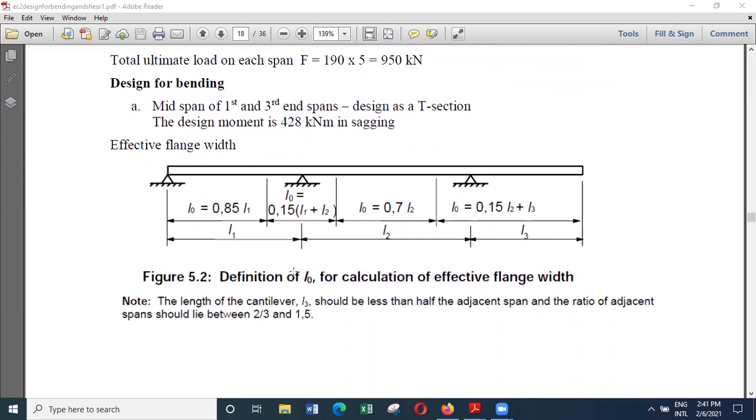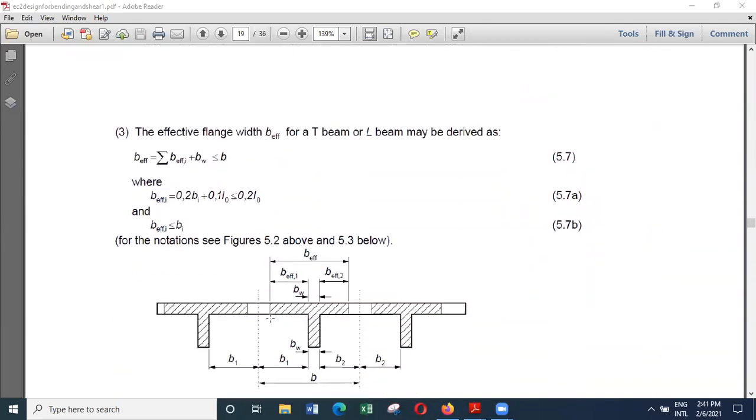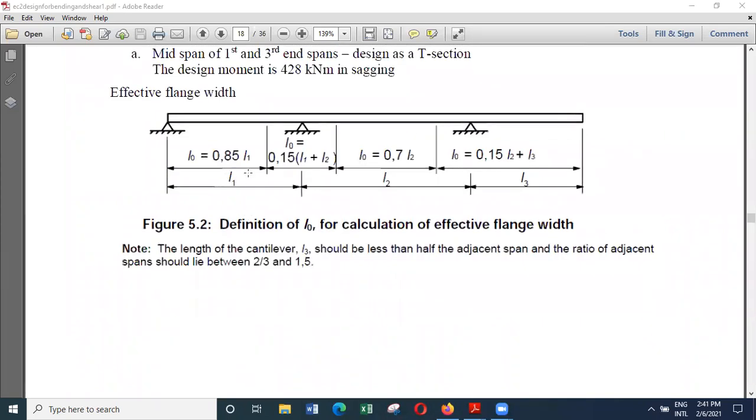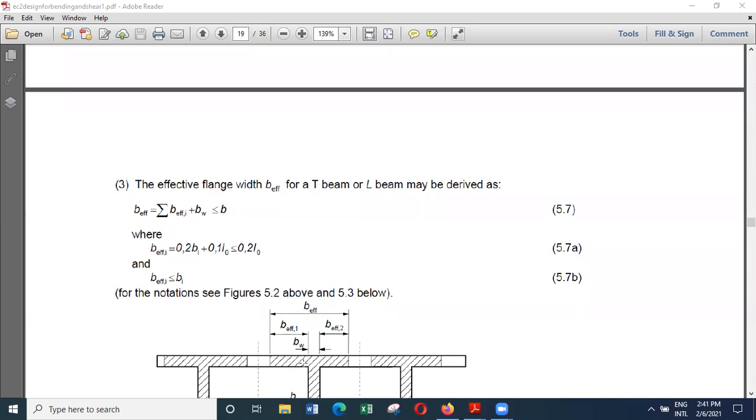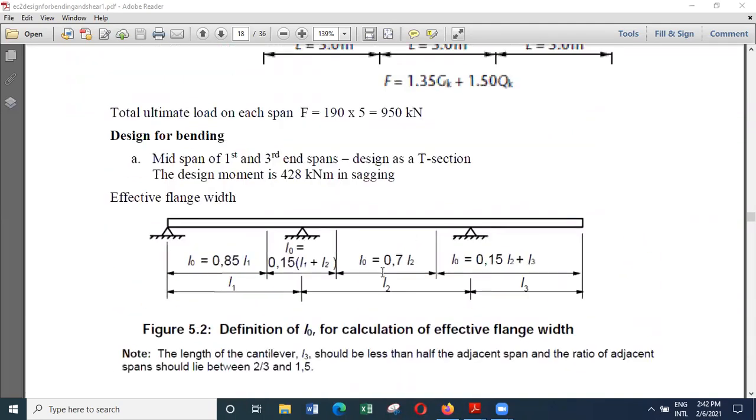So we go for a limit on the width of the flange, and you can have a look at this particular diagram. The effective width of the flange depends on the width of the web, and also on b_eff,i, which is defined as a combination of the width on either side and this length, L0. It's a function of L0 and the width of the flange between the center and the edge of the web. For our problem, we can make use of this.